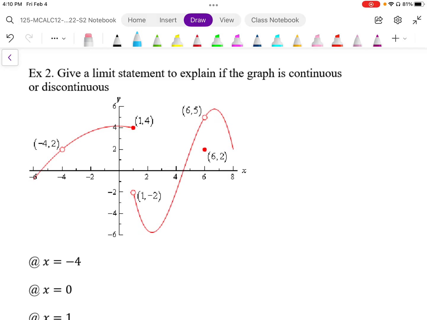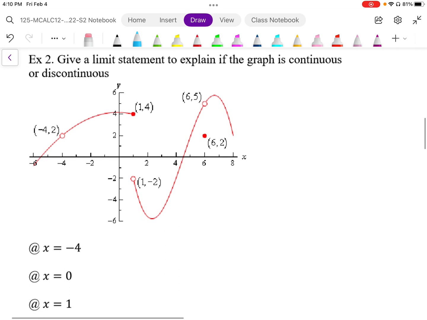So here we're being asked to give a limit statement to explain if the graph is continuous or discontinuous. So first thing is let's establish continuity or discontinuity. So at x equals -4, there's a gap there. So that means that it is discontinuous.